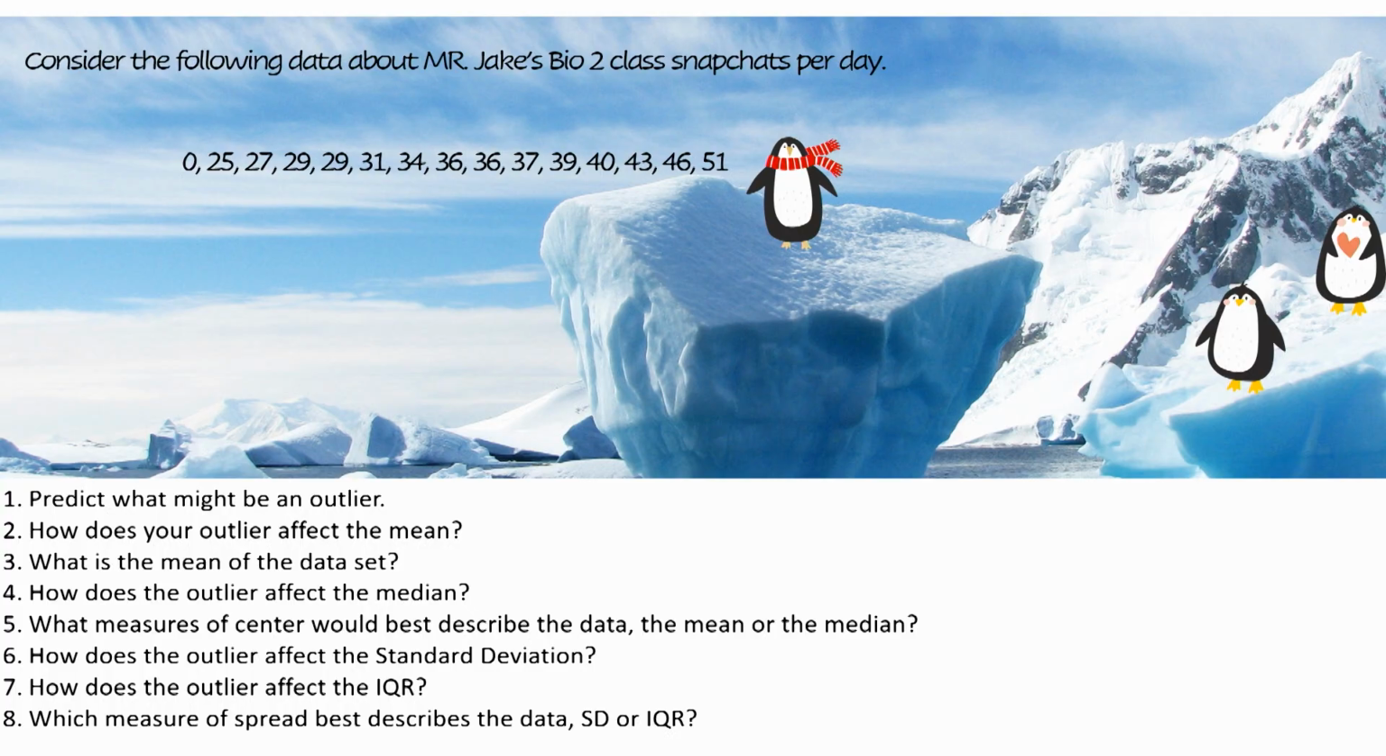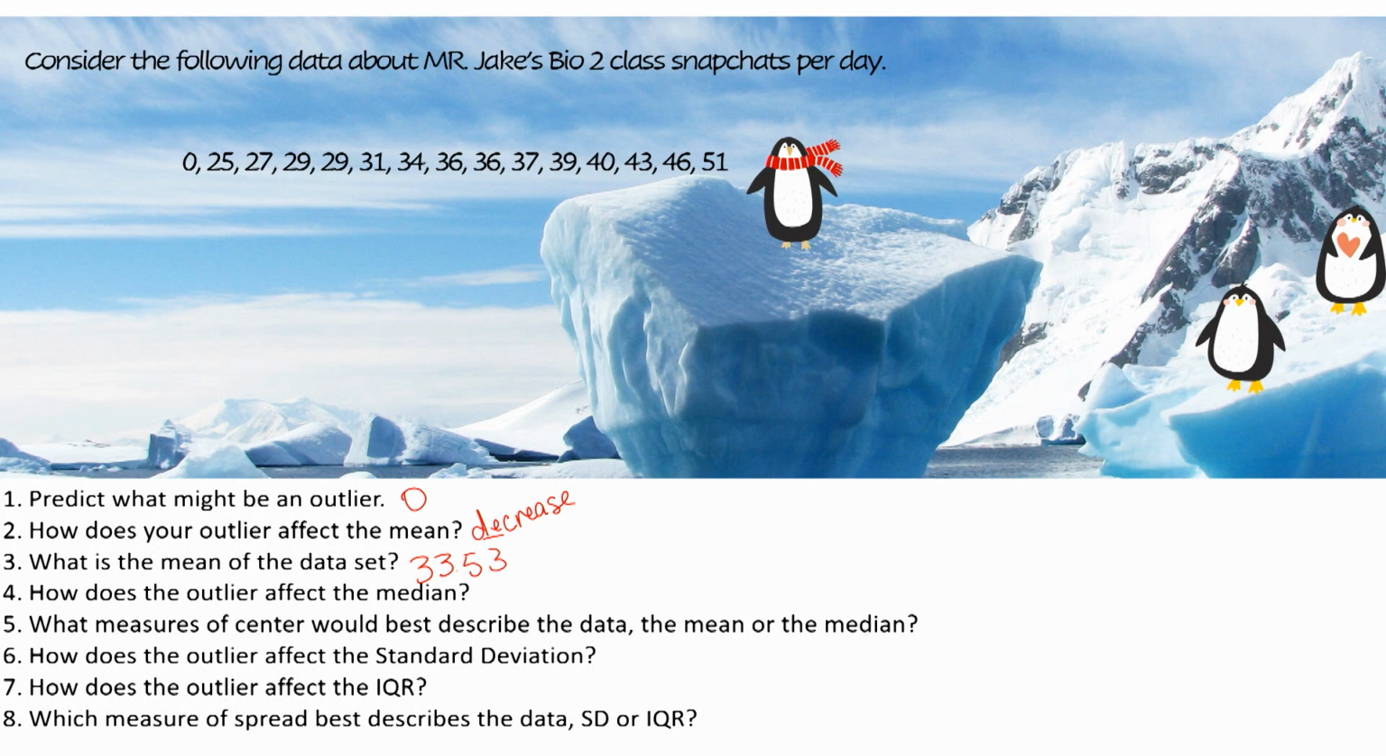Okay, so now that you've had time to plug this into your calculator and find those 5-number summaries and your mean, let's go ahead and answer these questions. We're going to predict what might be an outlier. Well, I'm seeing 0 as our outlier because everything is around that 20 to 30 to 40, and then we have 0. So 0 is our outlier. How does the outlier affect the mean? It's going to decrease. Yes. What is the mean of this data set? Well, the mean of the data set is 33.53 repeating.